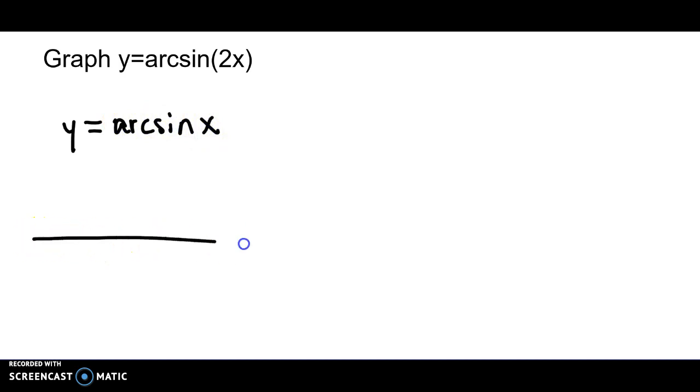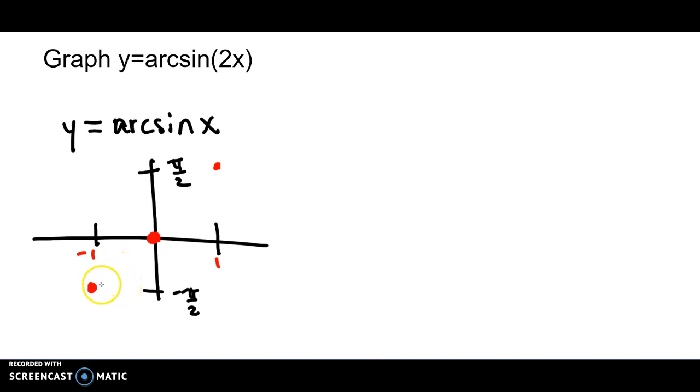If I think about what that's going to look like, I know the domain for arc sine is negative 1 to 1, and I know that my range is negative pi halves to pi halves. That was my restricted domain before. Now let's think, what's arc sine of 0? That's 0. What's the arc sine of 1? Pi halves. And the arc sine of negative 1 is negative pi halves.